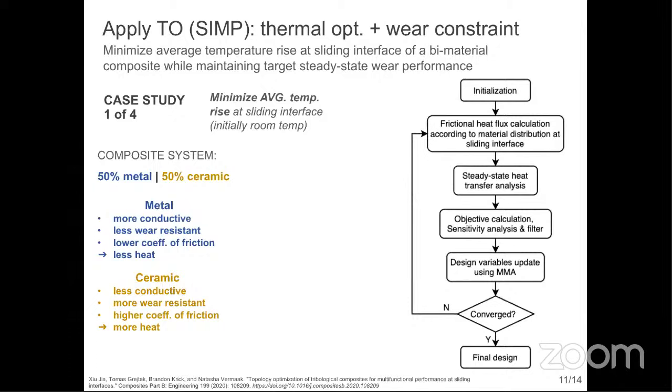The workflow, the TO workflow, is on the right. And during each optimization iteration, the frictional heat flux is recalculated according to the current material distribution at the sliding interface, which is subject to change throughout the optimization process.